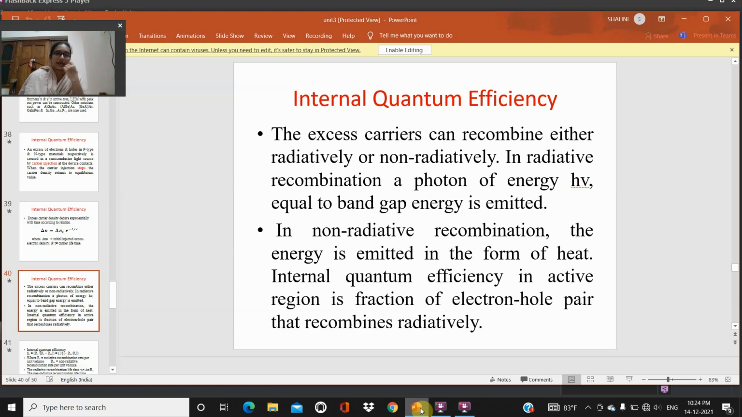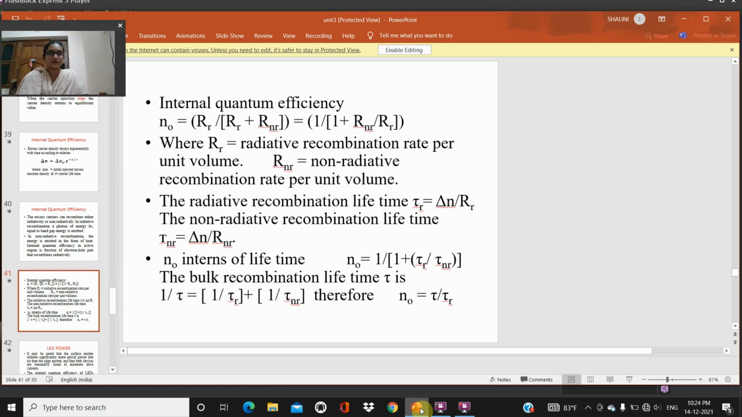The excess carriers can recombine either radiatively or non-radiatively. In radiative recombination, a photon of energy equal to the band gap energy is emitted. In non-radiative recombination, the energy is emitted in the form of heat. So the internal quantum efficiency in the active region is the fraction of electron-hole pairs that recombine radiatively.